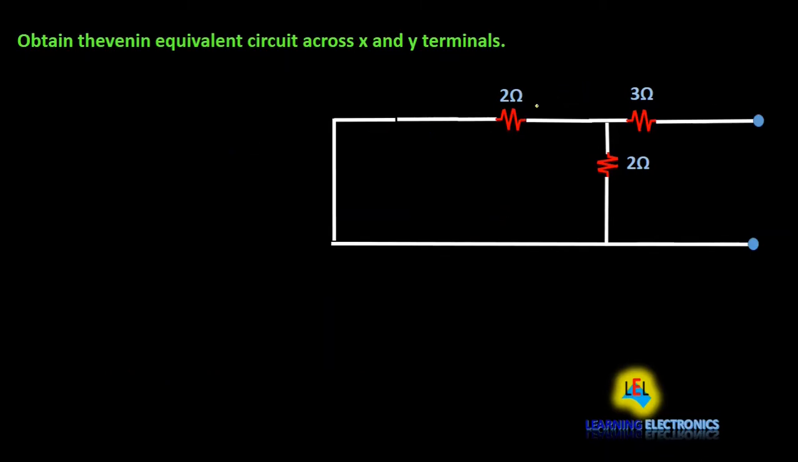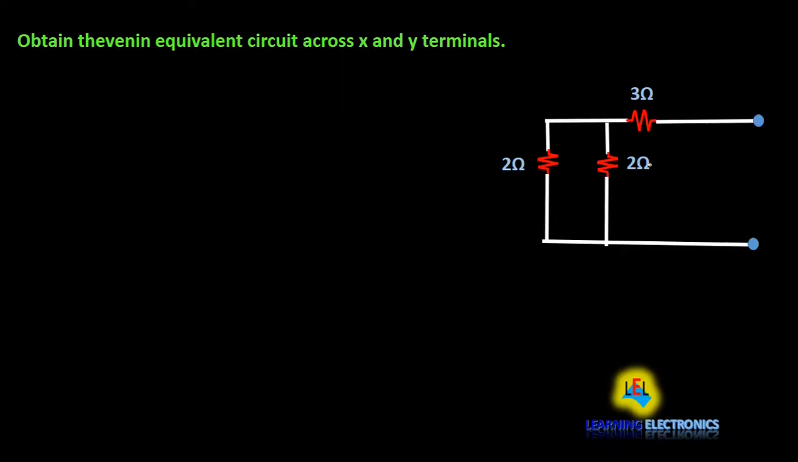Now you can see this 2 ohm resistor and this 2 ohm resistor are in parallel with each other. When we look through these open terminals from here, we can shift this 2 ohm resistor here like this. Now we can see that this 2 ohm and this 2 ohm are parallel with each other. When we solve this parallel combination, we get 2 into 2 divided by 2 plus 2, which is equal to 4 by 4, 1 ohm we are getting. Okay. Now this is replaced like this.